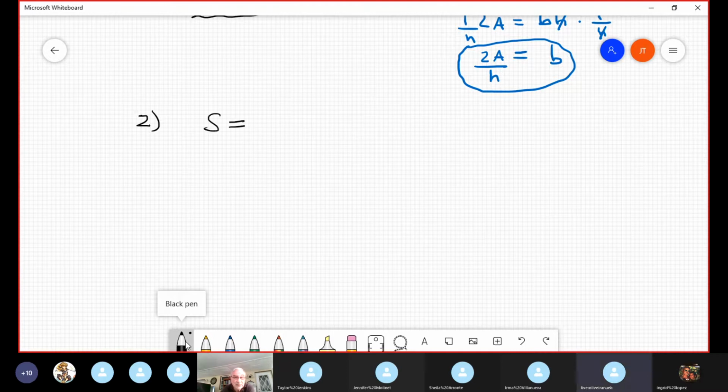Capital S is equal to pi, and pi is a number, a mathematical constant, RH plus 2 pi r squared. This is the formula for the surface area.